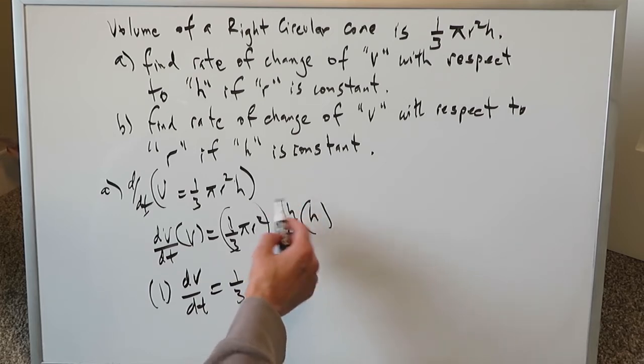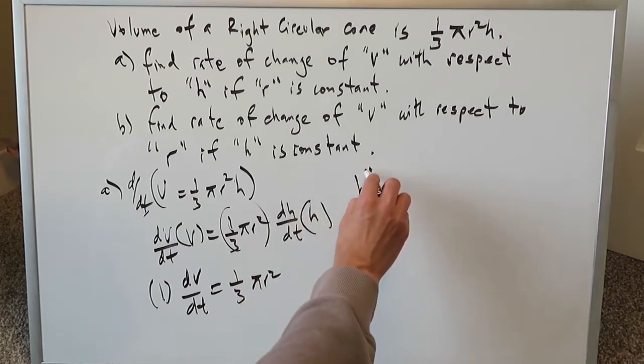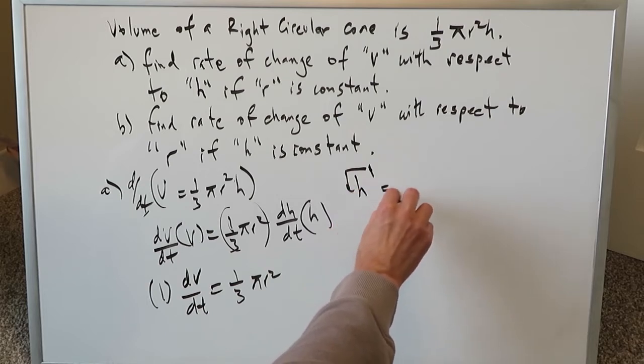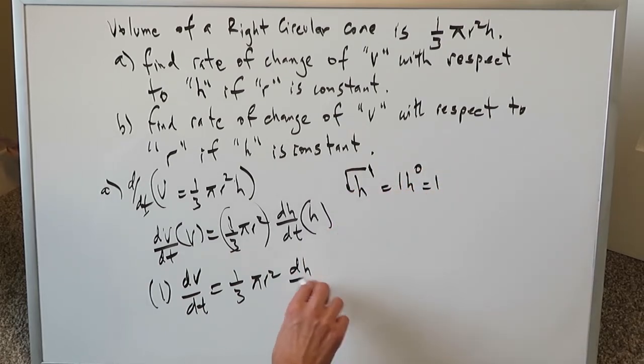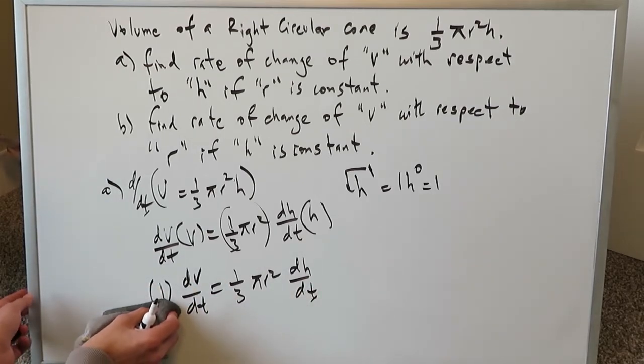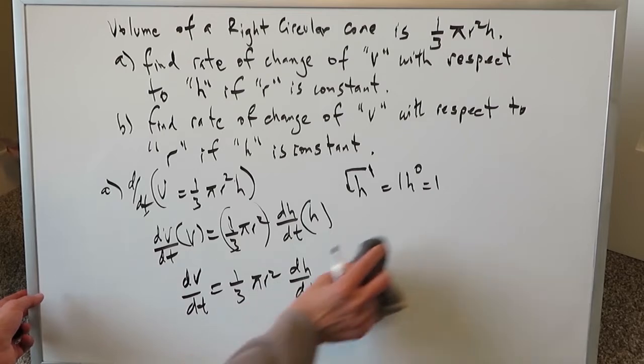Again for height, what's the variable here? It's h to the power of 1. When you do this, you'll get 1h to the power of 0, which is just a 1, and you'll just be left with dh over dt, and that'll be it, right? So we will eliminate this 1 because it's accessory and it's kind of meaningless.